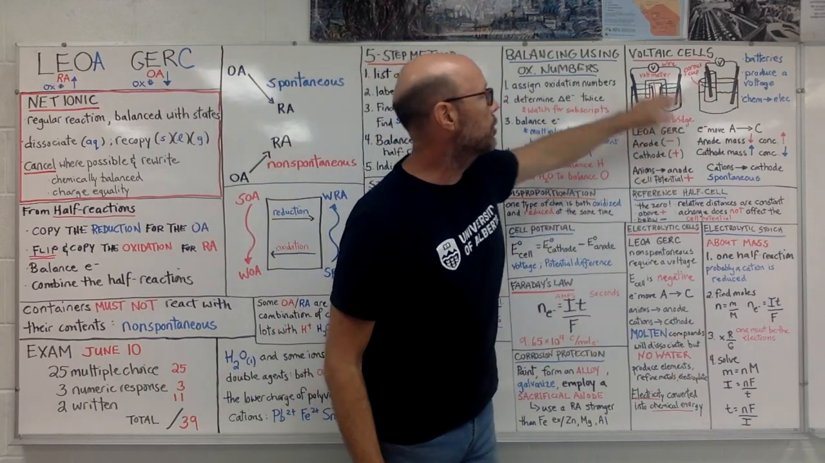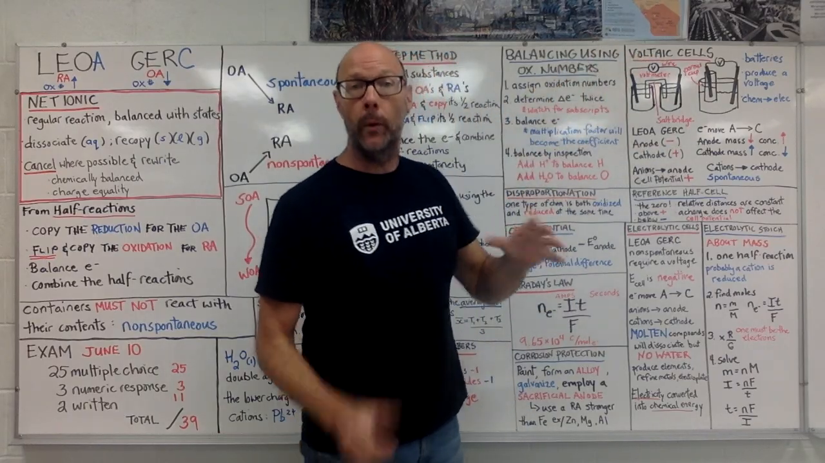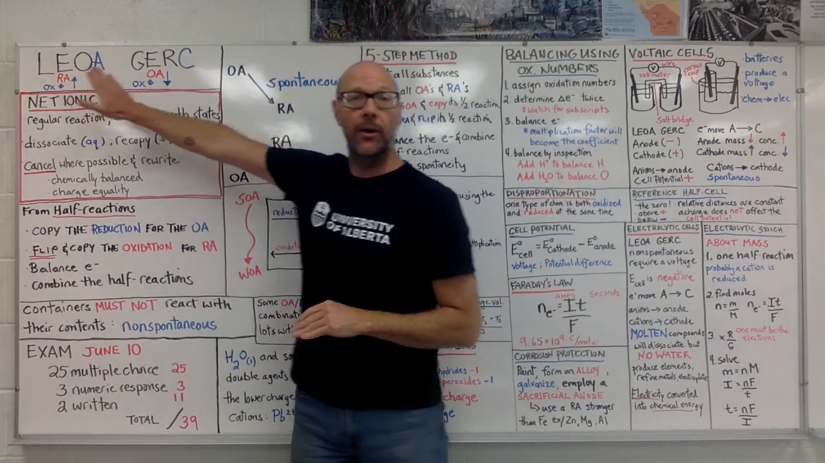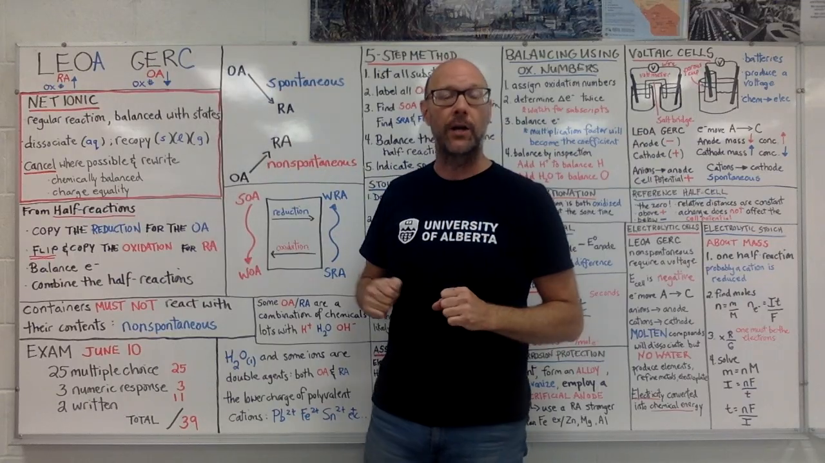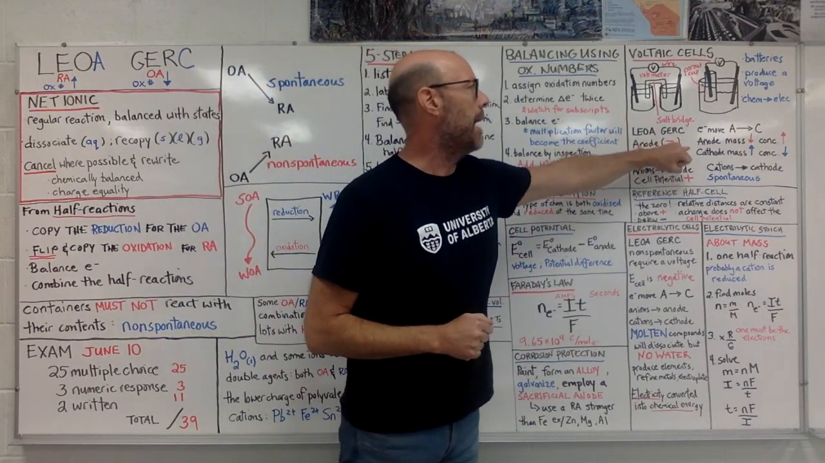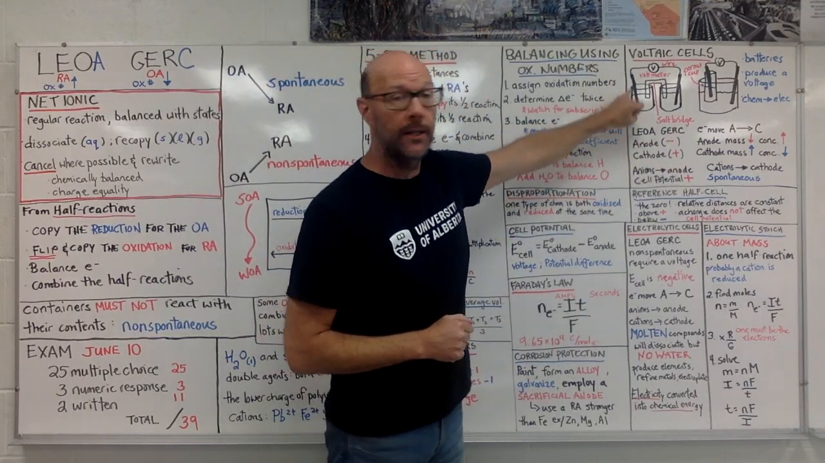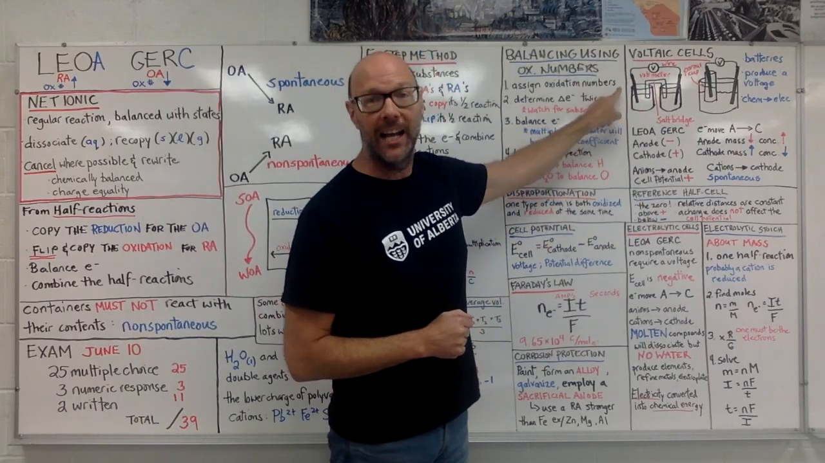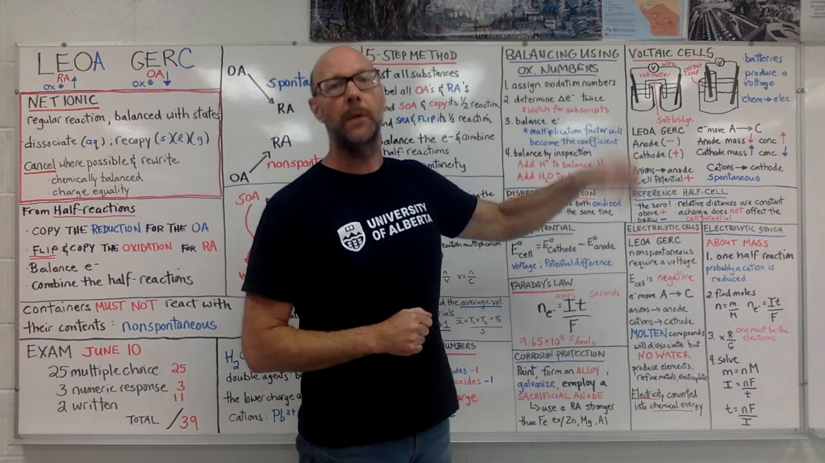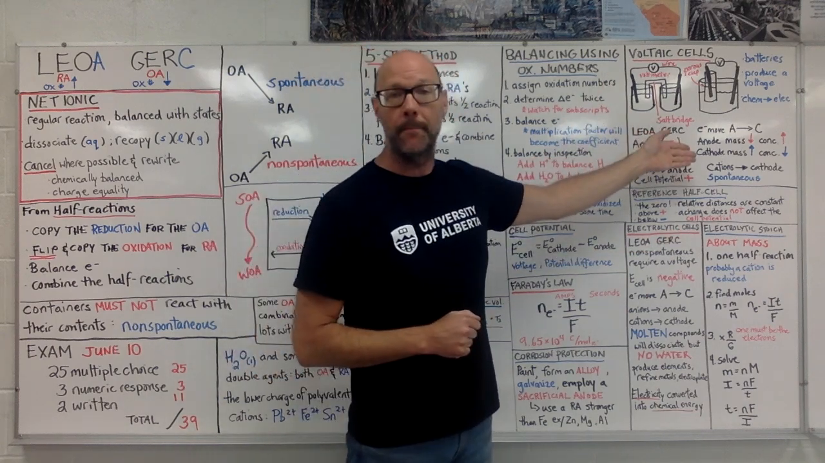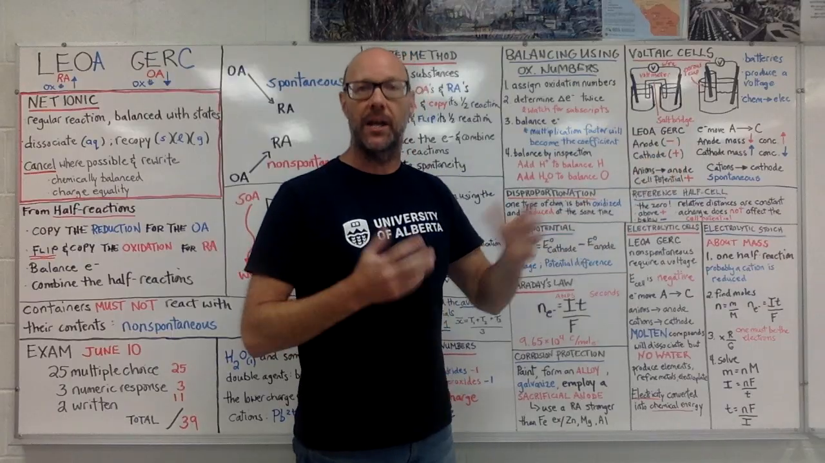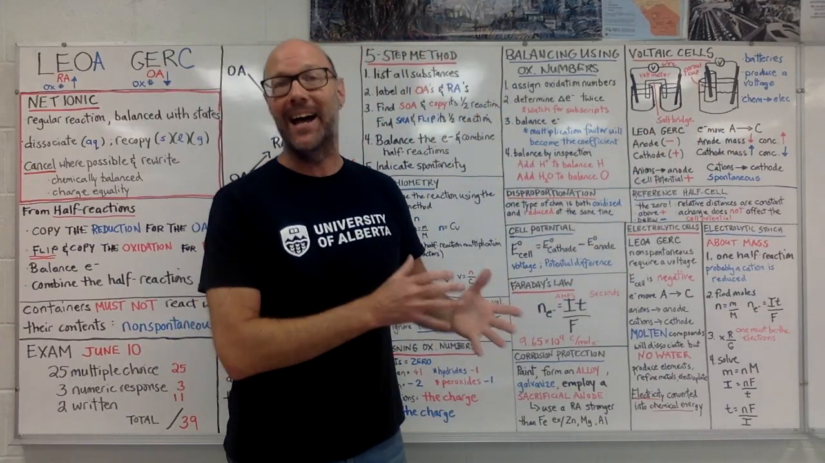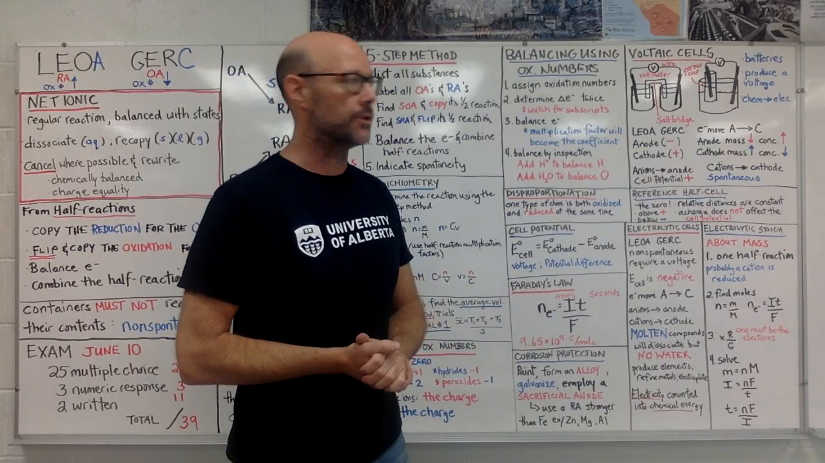Other things, electrons move through the wire, always from the anode to the cathode. Electrons are being lost at the anode and gained at the cathode. That's the direction they move through the wire. The mass of the anode, the solid metal in there on the anode, its mass will go down as it's getting oxidized. The concentration of any ions in that solution will go up. The opposite on the cathode side, the mass of the solid will go up as ions get reduced, and the concentration of the ions in solution will go down as they get reduced, become solids.